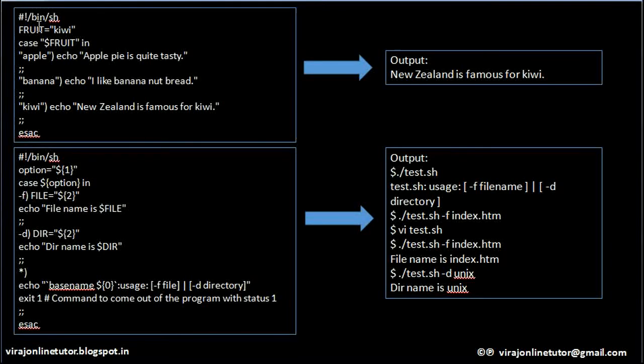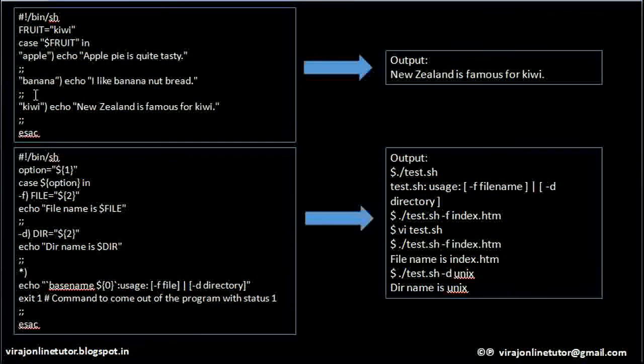For example, if the fruit contained a value banana, it will make a check whether banana is equal to apple. No. Then it will make a check banana is equal to banana. Yes. It will execute this block and it will come out of the block. It won't even go to check whether banana is equal to kiwi. So these double semicolons are used for breaking out from the construct. I repeat, these double semicolons are used to break out from this construct.